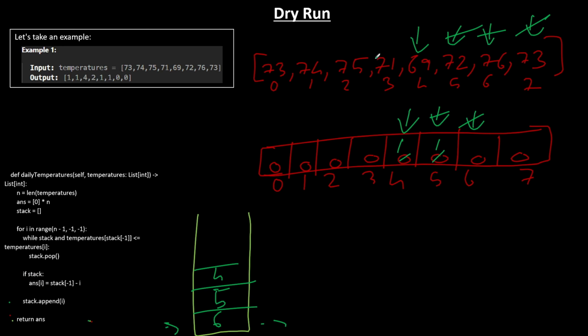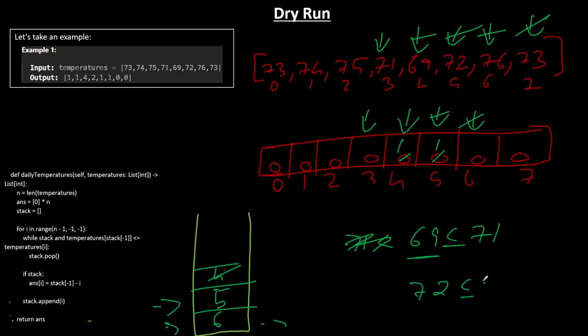Nice. Now we are standing at 73, and the value is 71, right? So what we'll do is check 69 less than or equal to 71. Yes, it is, right? So we will pop this value. Done. Again, we will come back and check index 5. What is the index 5 value? It was 72, right? So now the condition becomes false.